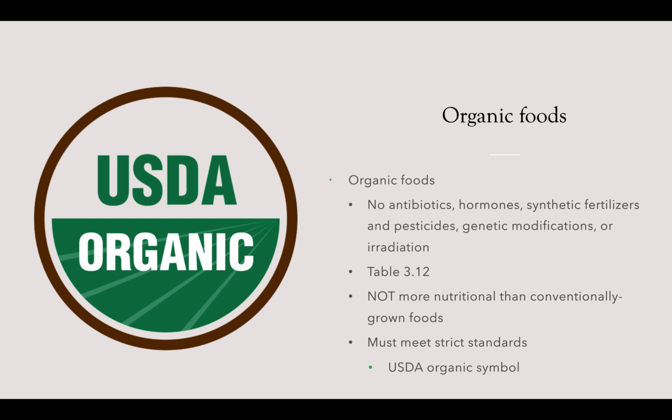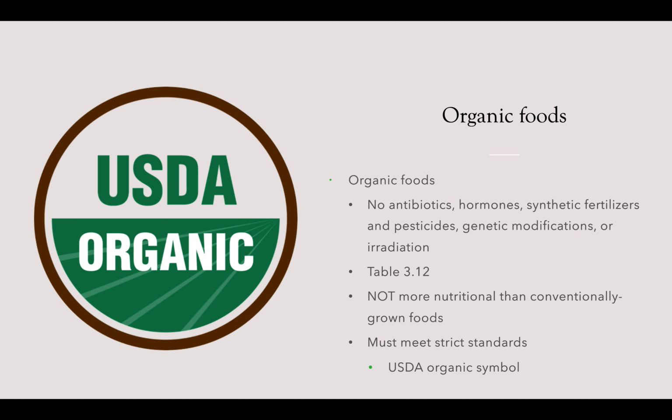So the last thing I wanted to mention before closing this presentation is a little bit about organic foods. Sales of organic foods hit a record $55.1 billion in 2019, which was up 5% from the previous year, and interest in organic products is increasing each year. Organic foods are those grown, produced, or raised without the use of antibiotics, hormones, synthetic fertilizers, and pesticides. They aren't genetically modified and they aren't irradiated.